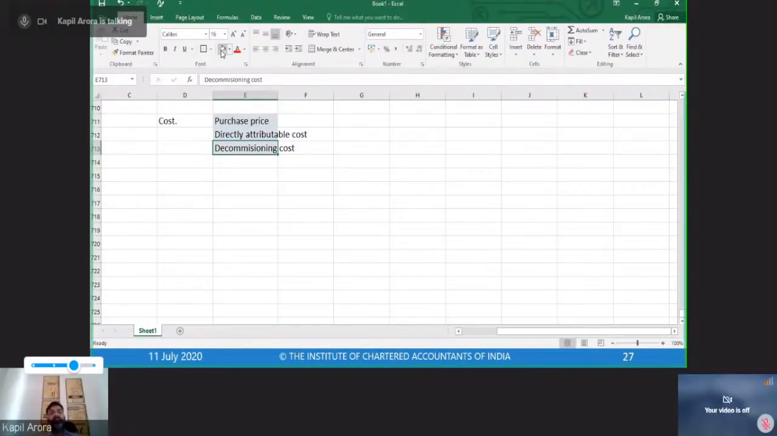Now what is happening with decommissioning cost? Decommissioning means we pay after certain period. Let's assume the period is 15 years, 20 years, or anything. We consider present value. The same concept has to be applied to the purchase price also.